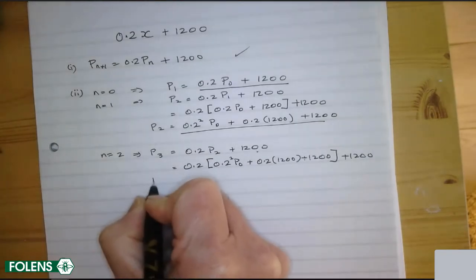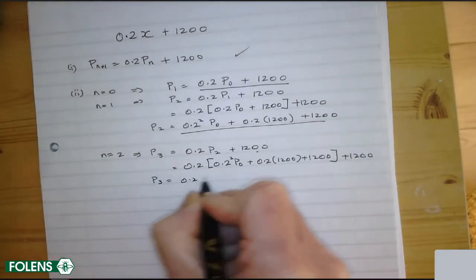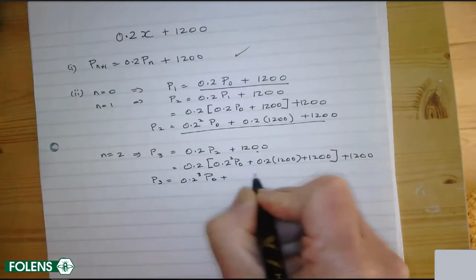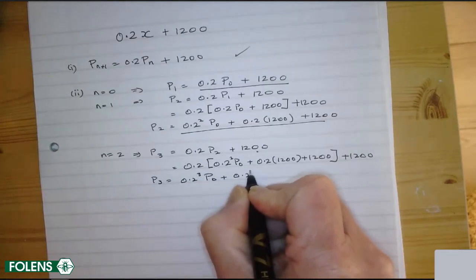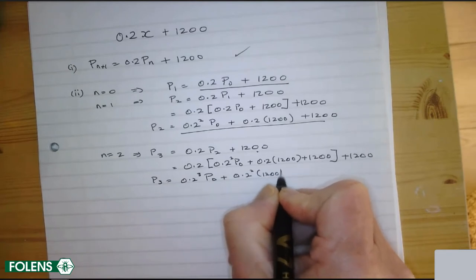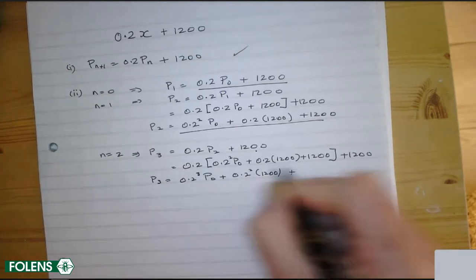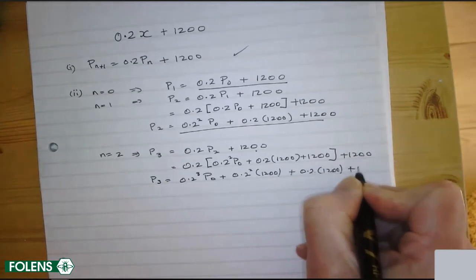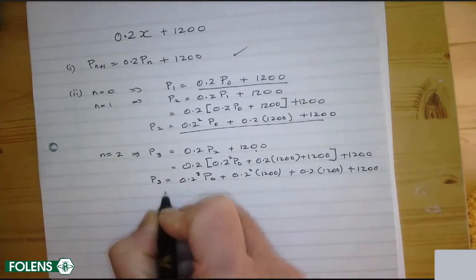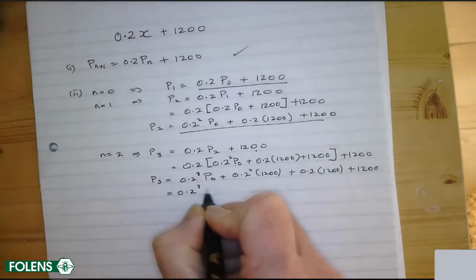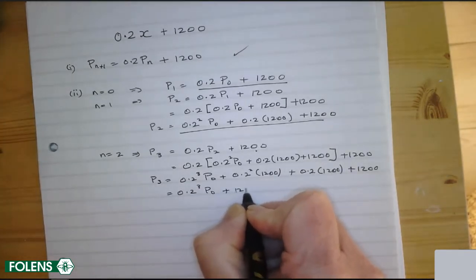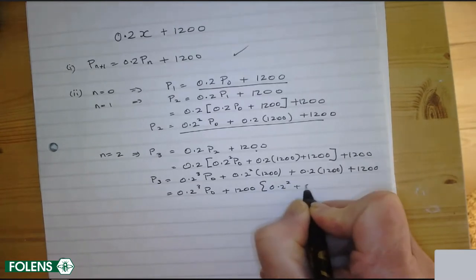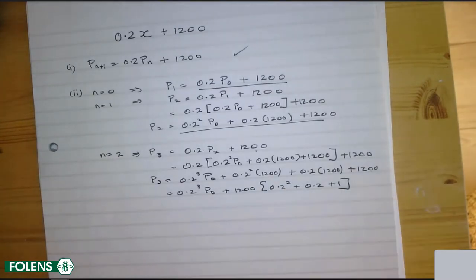So look what I have. P3 is 0.2 by 0.2 by 0.2, 0.2 cubed P0 plus 0.2 squared by 1,200 plus 0.2 by 1,200 plus 1,200. Or we could say 0.2 cubed by P0 plus 1,200 by 0.2 squared plus 0.2 plus 1.